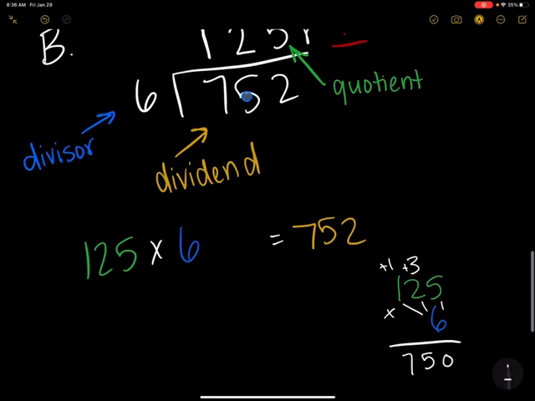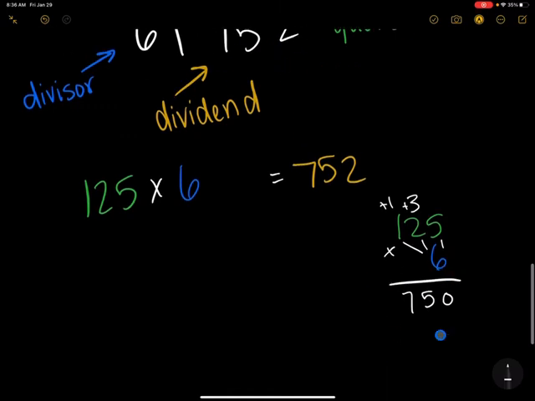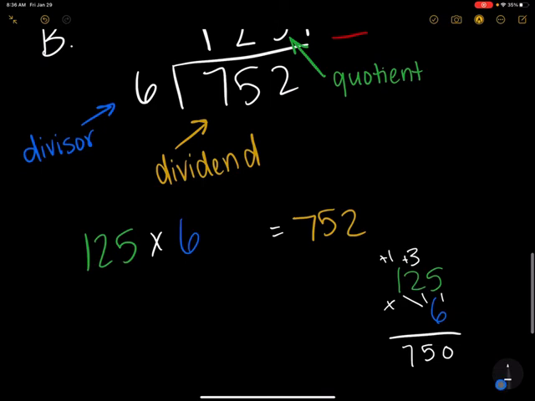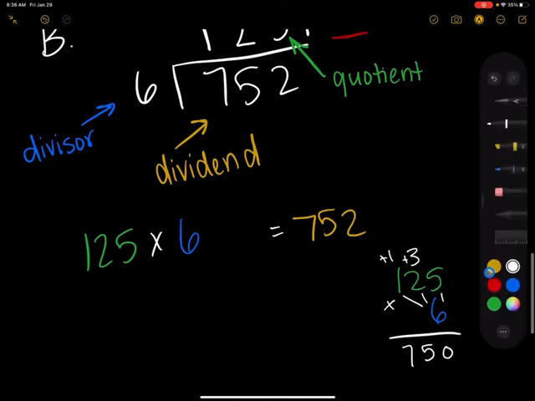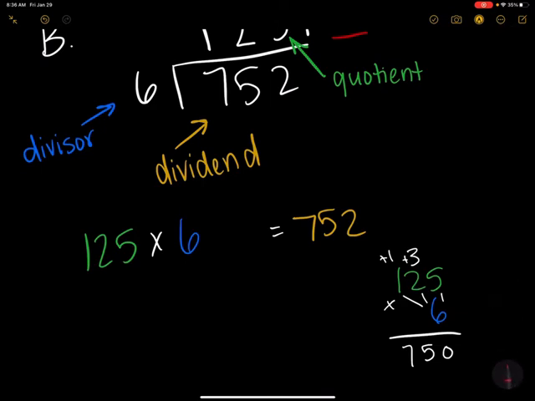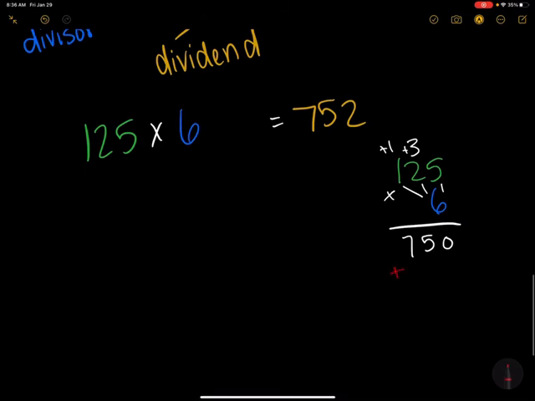Ooh, we're missing how many? How many are we missing? Look at the dividend. We're missing 2. So what we're going to need to do is we're going to need to add on those 2. Okay, we're going to need to add 2 to get 752.